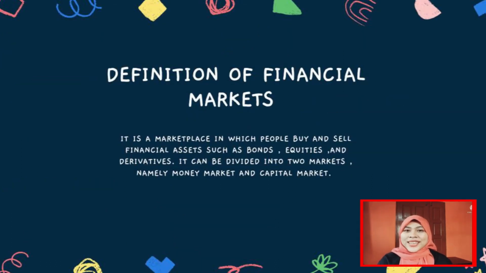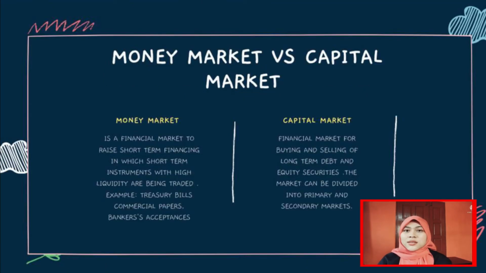Definition of financial markets. It is a marketplace in which people buy and sell financial assets such as bonds, equities, and derivatives. It can be divided into two markets, namely money markets and capital markets. Money market is a financial market to raise short-term financing in which short-term instruments with high liquidity are being traded. Examples are treasury bills, commercial paper, and bankers' acceptance.